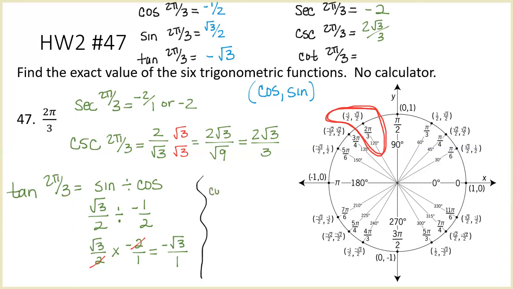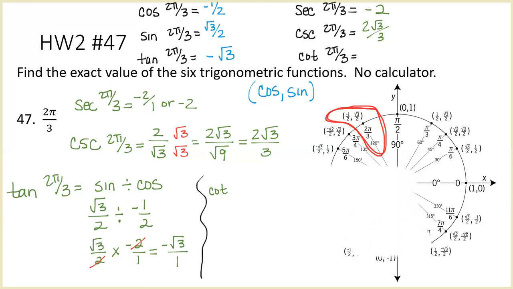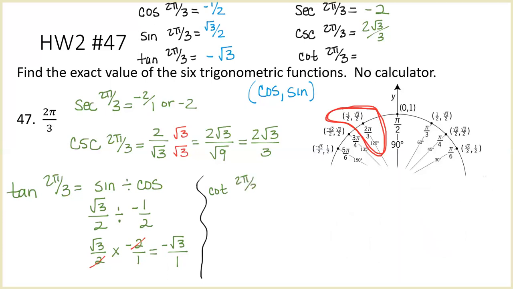Cotangent. I had to make myself a little bit more space. Cotangent of 2 pi over 3 equals cosine over sine. So cosine is -1/2 divided by +√3/2. And again, we do our keep, change, flip.